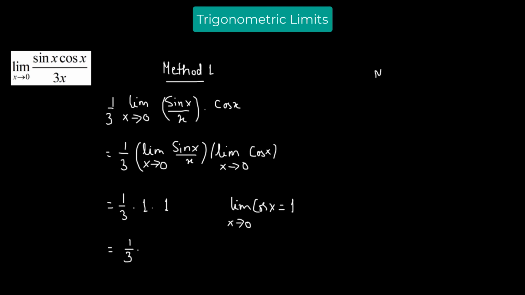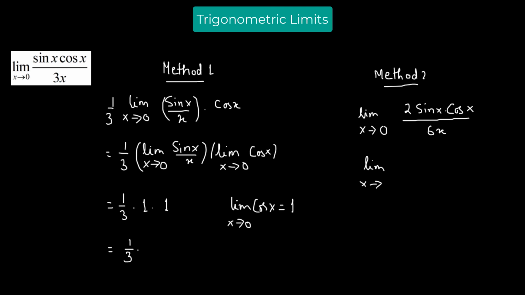Now let's do method number 2. So we have the limit as x tends to 0 of sine x times cosine x over 3x. We're going to multiply by 2 sine x times cosine x, and also divide by 2. So that will give us 6x in the denominator. Now this is an identity, 2 sine x times cosine x gives us sine of 2x. So we have sine of 2x divided by 6x.